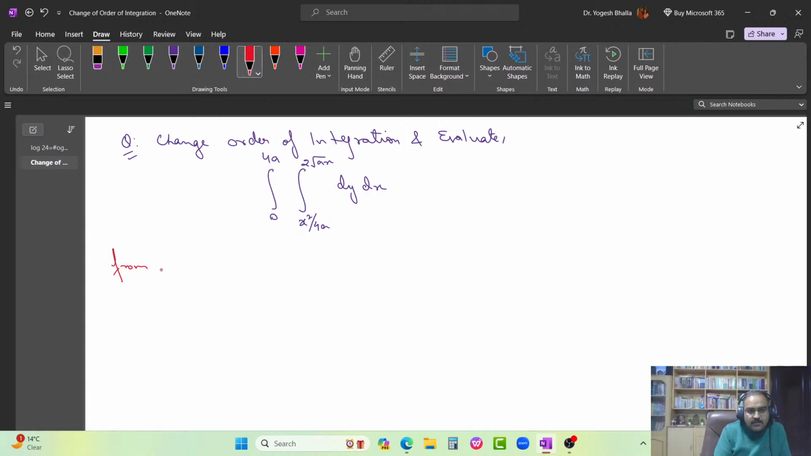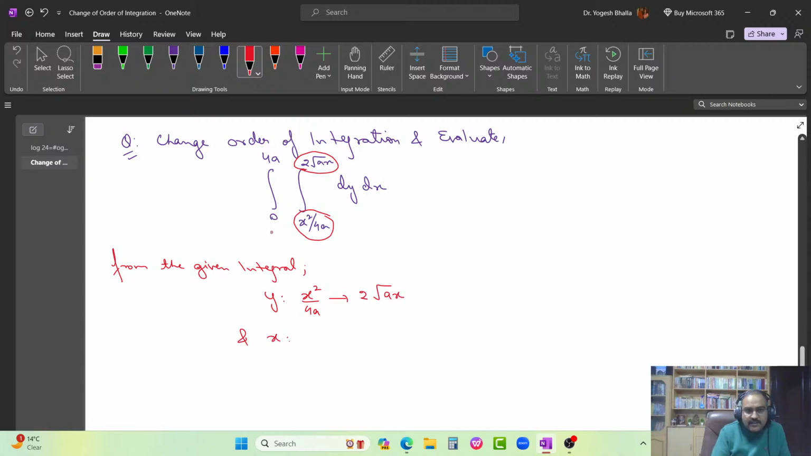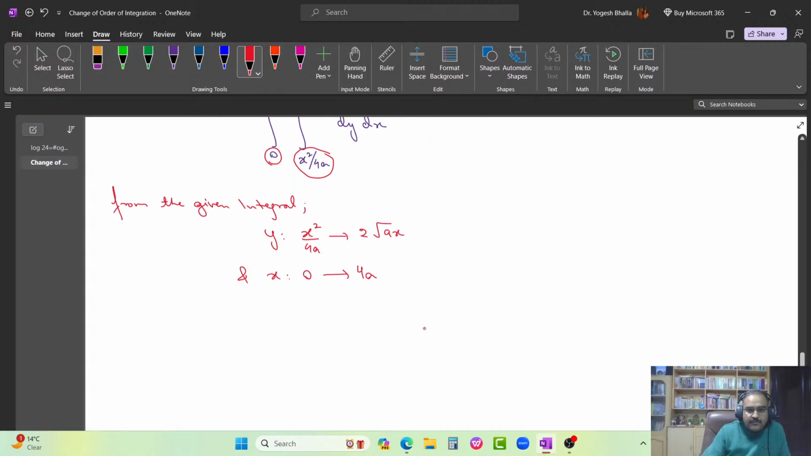From the given integral, here the limits are in terms of x, so that means they are the limits of y. Y varies from x square by 4a to 2 times root of ax, and x is varying from 0 to 4a.